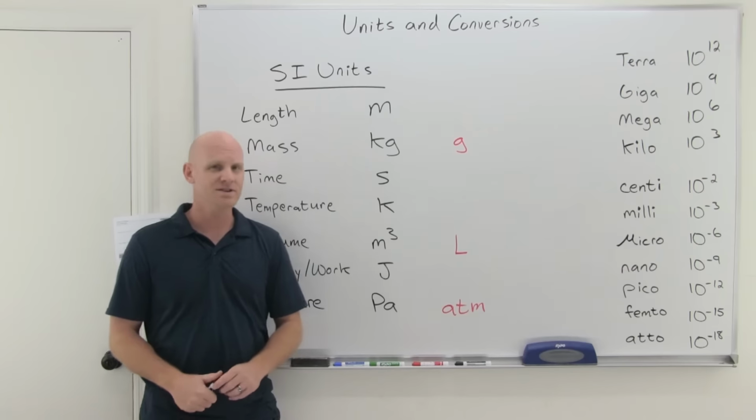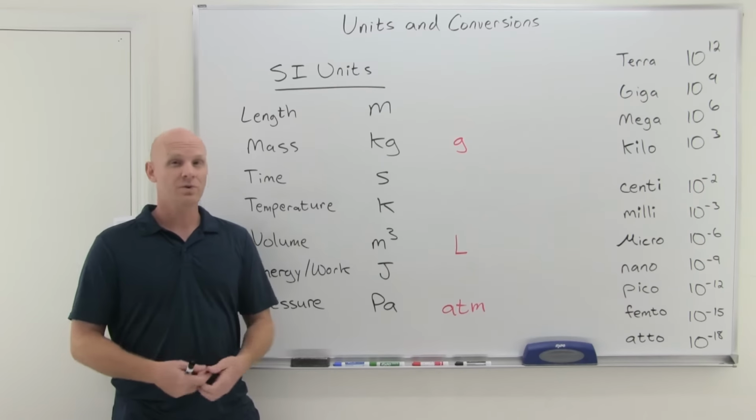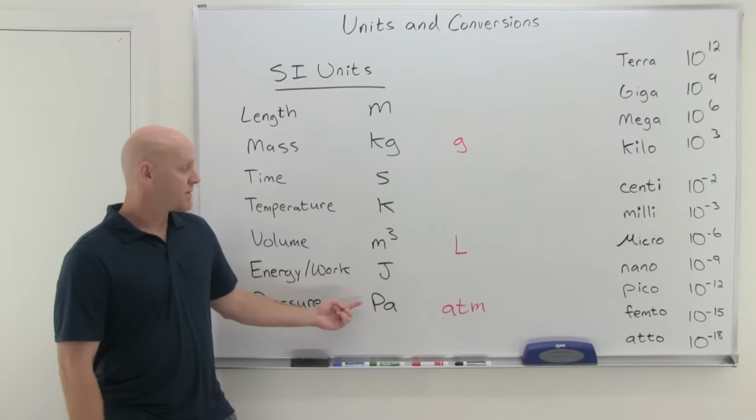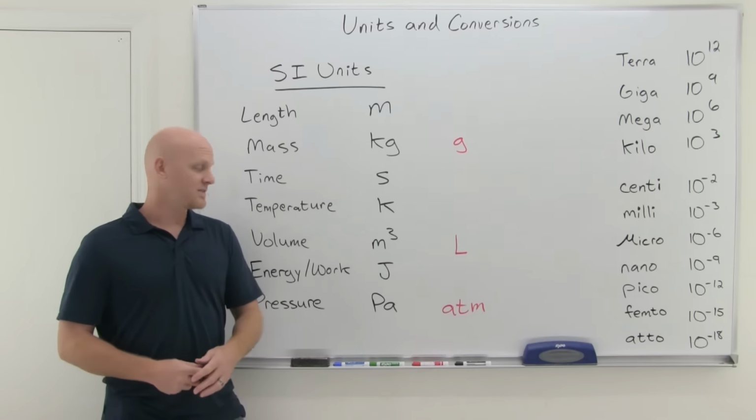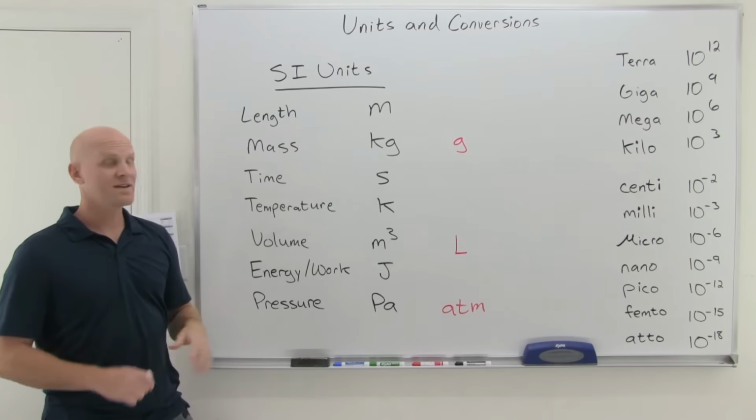Not a conversion you need to know at this stage of the game. But we'll use atmospheres way more commonly. We'll use other things like millimeters of mercury or torr as well, probably even more often than we'll actually use the Pascal. But these are the SI units. You probably just want to know each of these SI units. Again, these are not all of them.